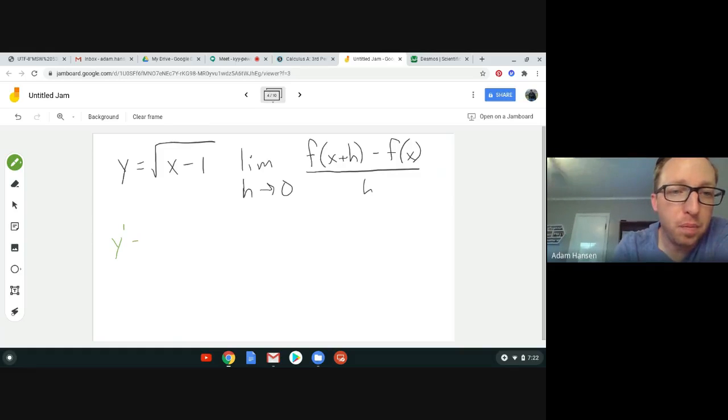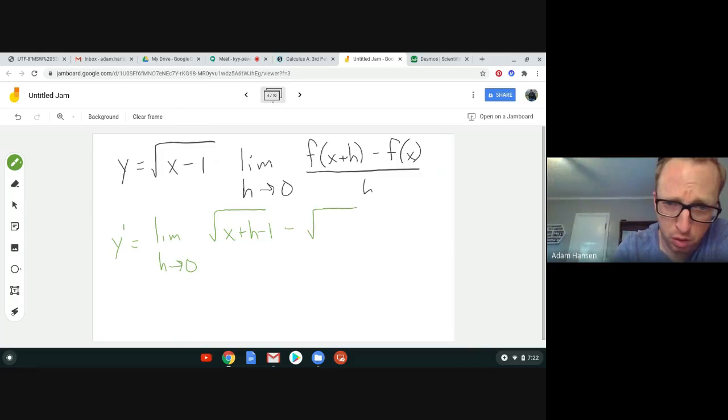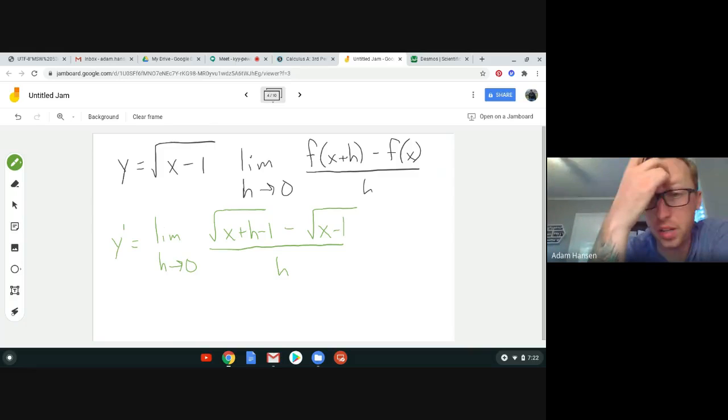Y prime equals the limit as h goes to 0 of, all right, so f of x plus h means to substitute x plus h in for this x. So that's going to be the square root of x plus h minus 1 minus the square root of x minus 1, all divided by h.